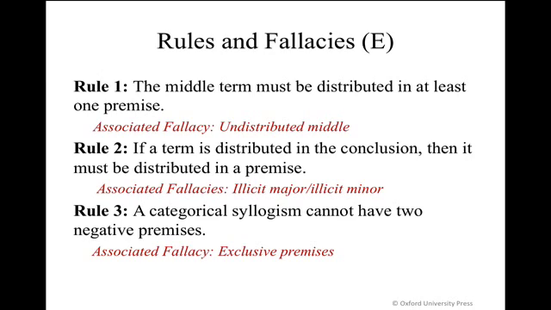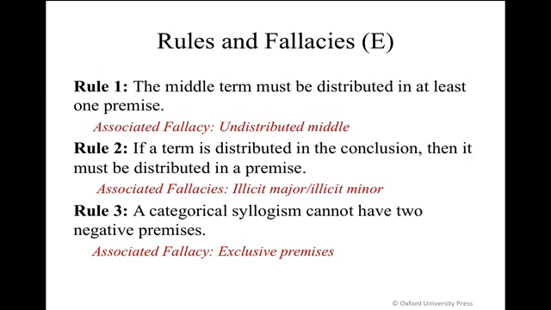Rule number 2, if a term is distributed in the conclusion, then it must be distributed in its corresponding premise. What that means is this. If you look at your conclusion and you see a particular affirmative claim, the I claim, you know that it distributes nothing. So you don't have to worry about whether or not there's any distribution of the subject or the predicate class in the corresponding respective premises. But if there is a term distributed, then it has to be distributed in its corresponding premise.